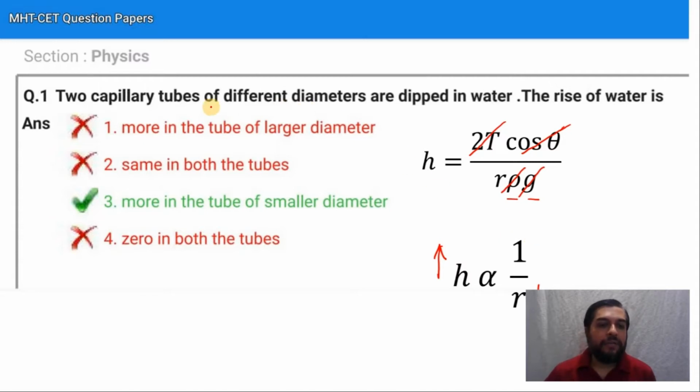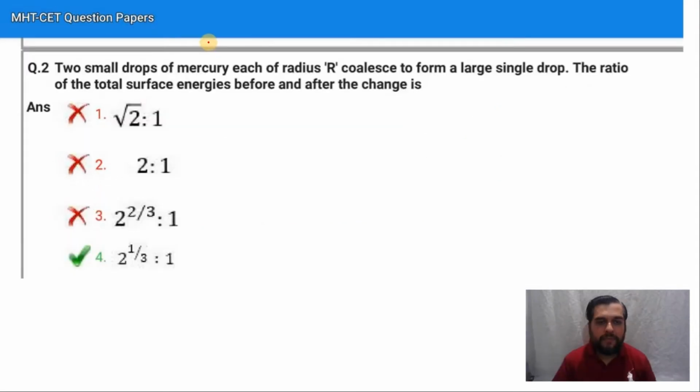So now look at the question. Options are: the rise of water is more in the tube of larger diameter, same in both the diameters, more in the tube of smaller diameter, zero in both the tubes. So in this case it is very clear, the one whose diameter and radius is smaller will have the height of capillary action greater. Hence the answer is number 3.